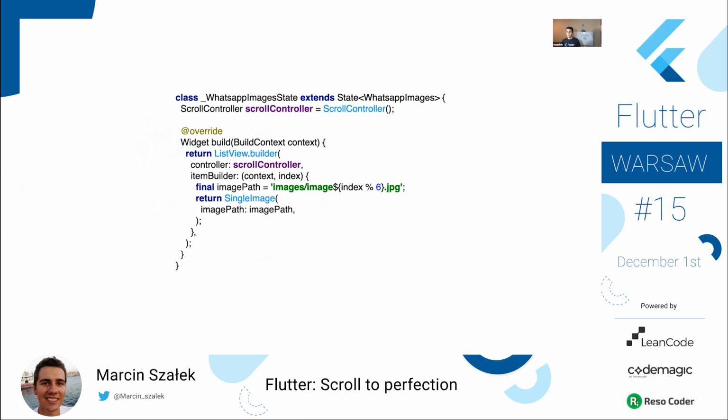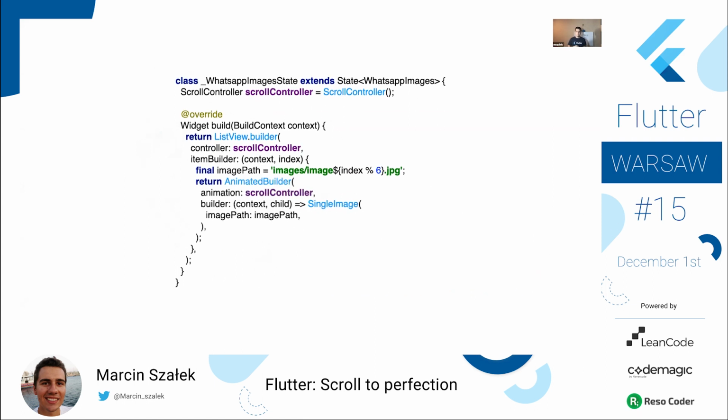So what we can have is, in our widget, we can wrap the widget we want to rebuild with AnimatedBuilder and pass the scroll controller as an animation. Now, in that case, in our WhatsApp example, it doesn't really matter as everything we display are images and it wouldn't really change much regarding the performance.